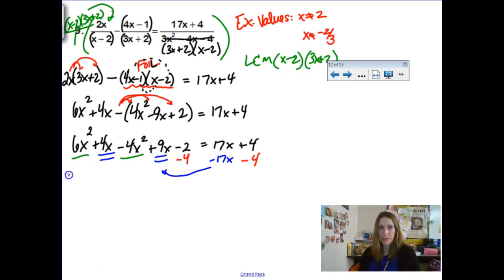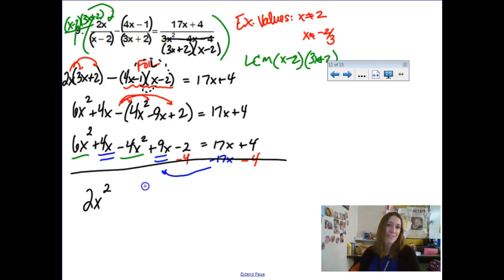Alright, so living life a little dangerously here, guys. I should have been more careful with my collecting of like terms. So this is 2x squared, and then 4x, 9x, that's 13x, but remember we're subtracting 17, so 13 minus 17 is negative 4x, negative 2 minus 4 is negative 6. So we do have a quadratic, but I have excellent news, I have a common 2, let's get rid of it.